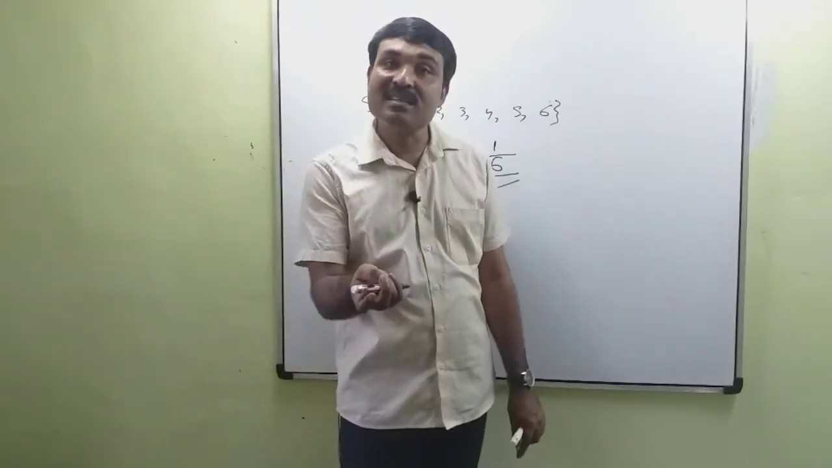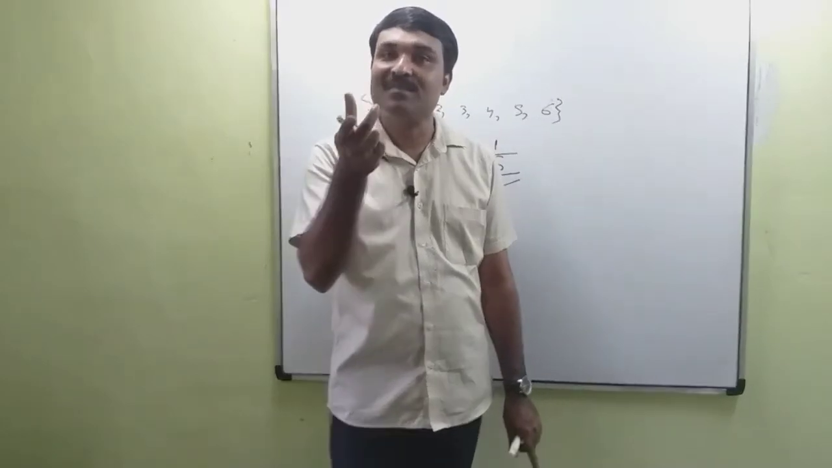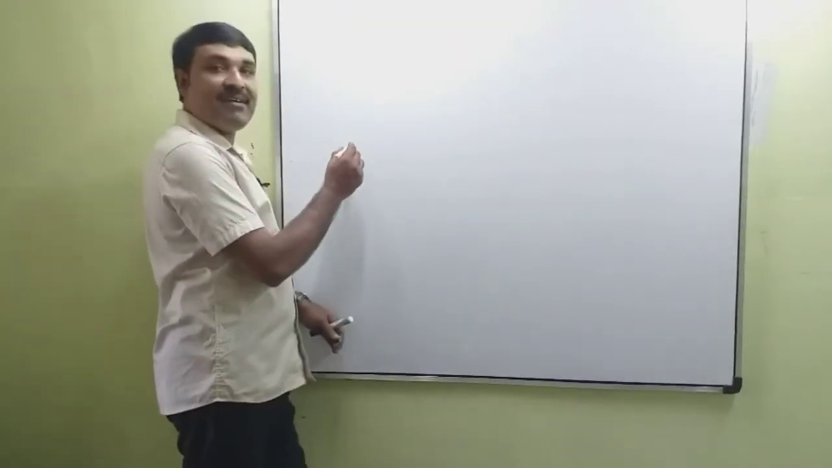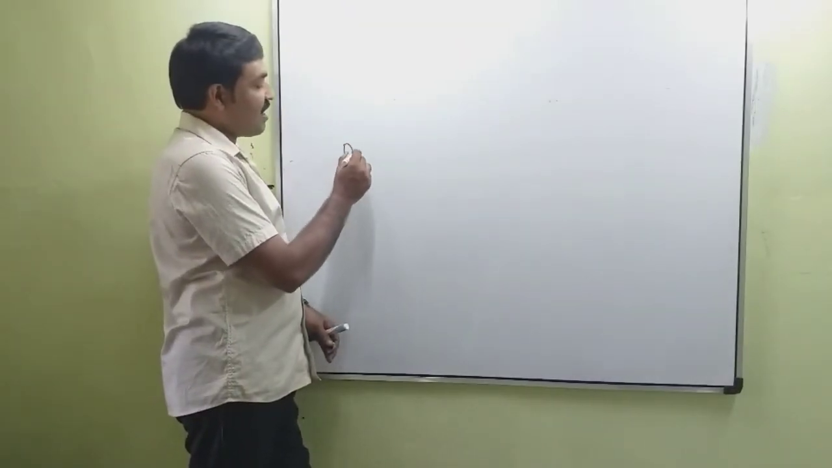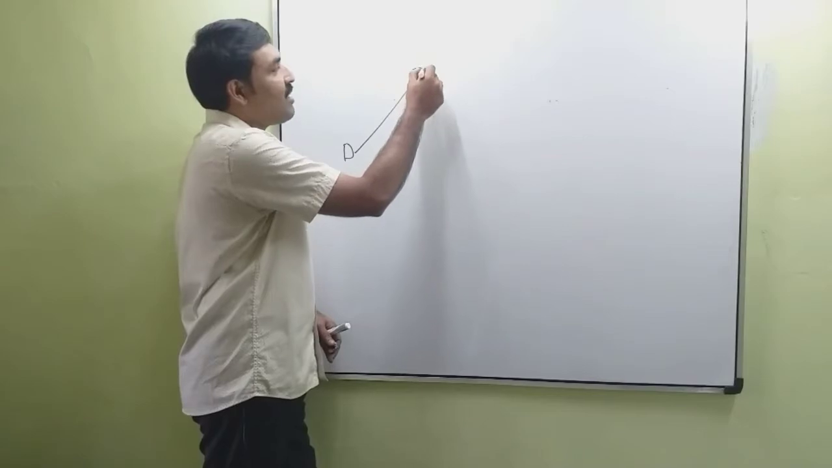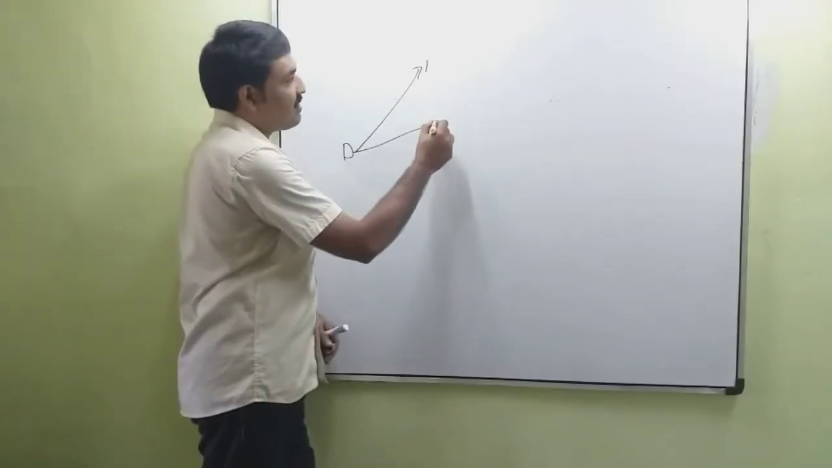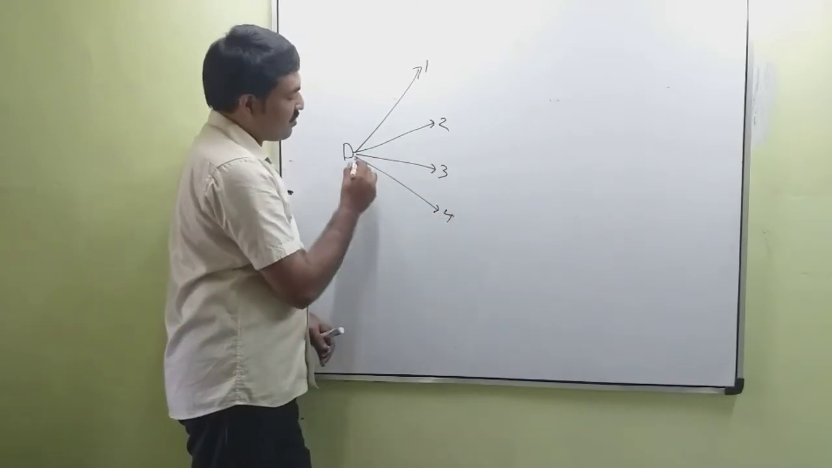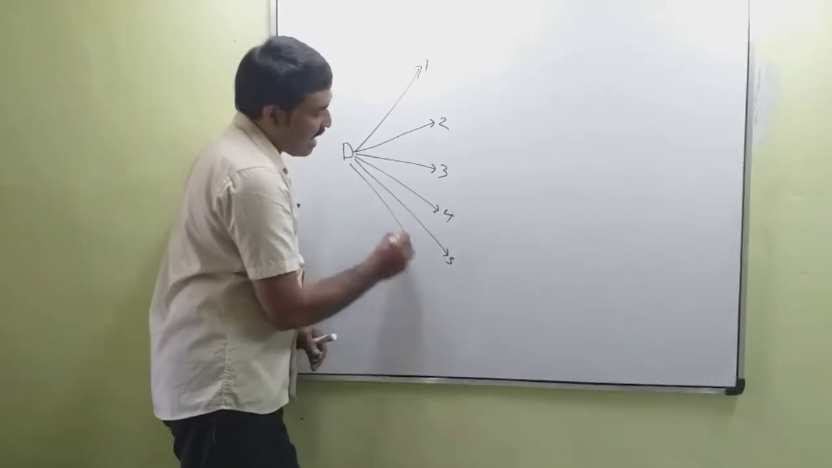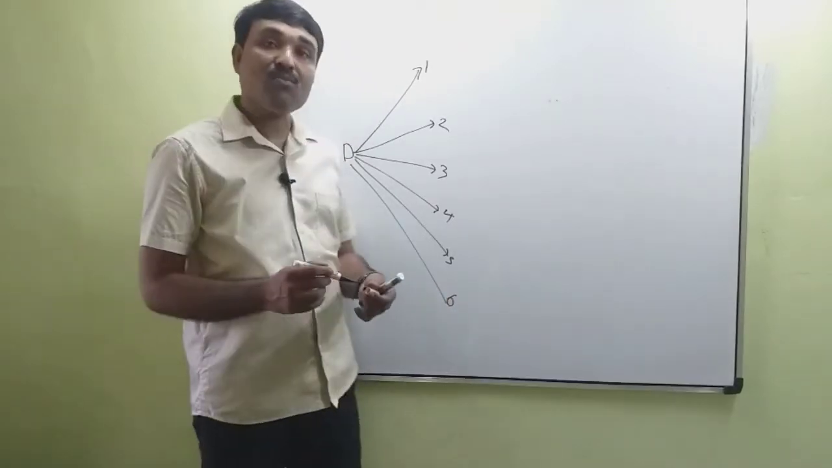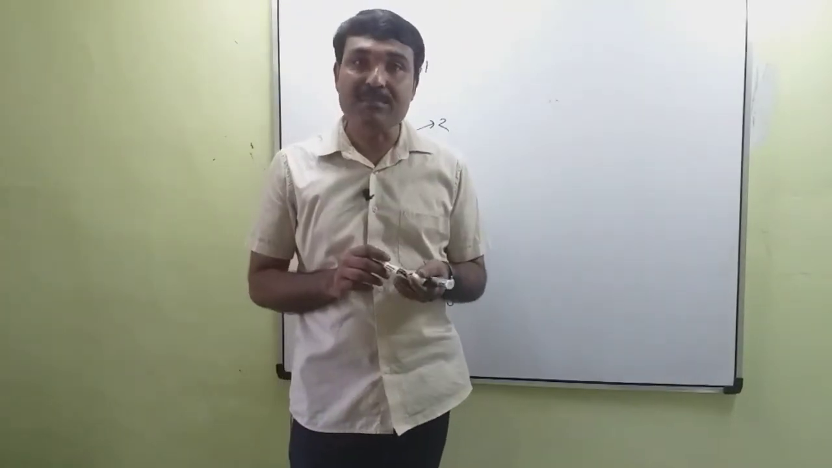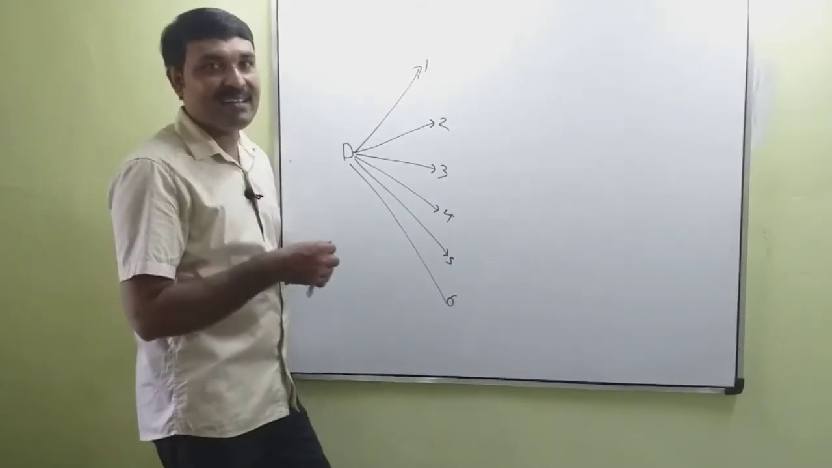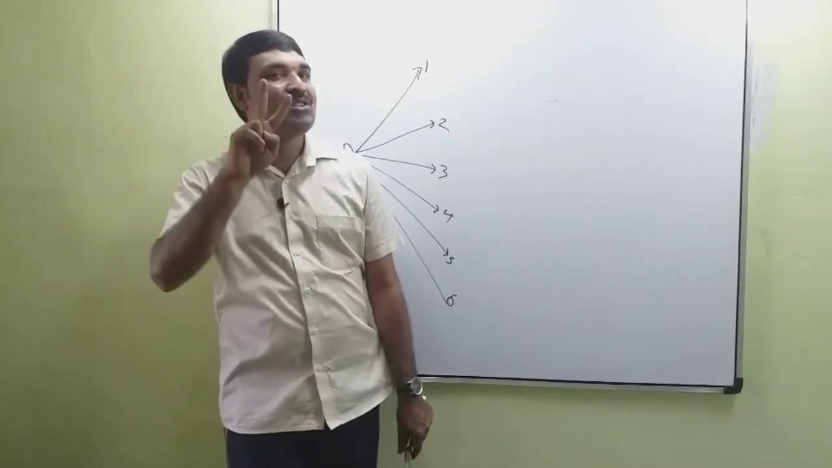Suppose I am tossing a fair die twice. Then what is the sample space? Let us draw. I have a die. I am tossing the die, so I will get either 1, 2, 3, 4, 5 or 6. The output will be any of these numbers. Now again I am throwing the die, so the die is thrown twice.